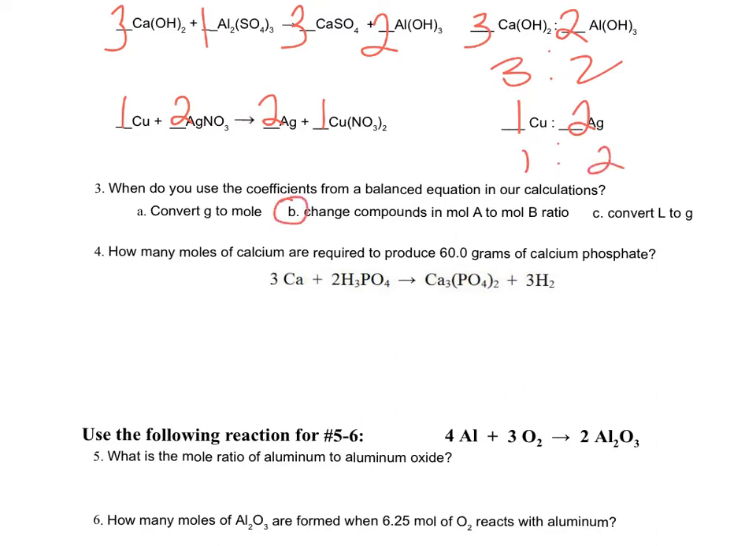So letter B is what we're using coefficients for in our problems for stoichiometry. We want to change our compound from substance A to substance B. The only way we can do that is relate it with the mole-to-mole ratio. Question 3, you can underline what you're asked to solve for, put question marks. So that item you're asked to solve for should be substance B, whereas the item that has the number, unit, and compound should be your substance A item.